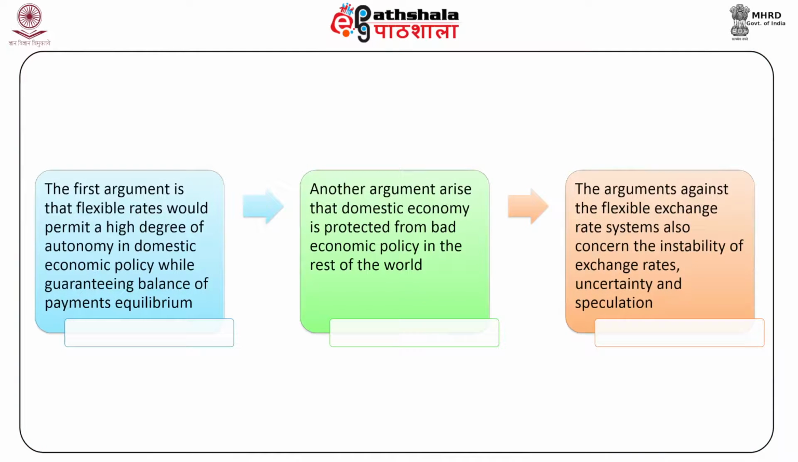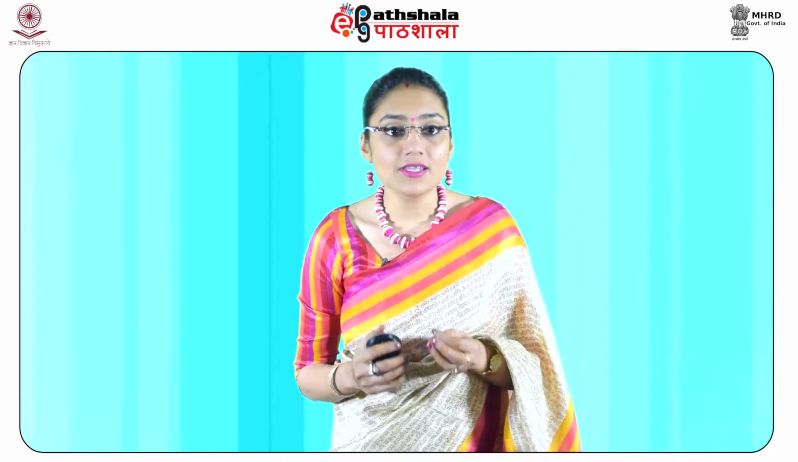Second, another argument is that the domestic economy is protected from bad economic policy in the rest of the world. For instance, in a fixed exchange rate system, France, a major trading partner of Germany, permits excess growth in its money supply. This in turn causes a French balance of trade deficit with Germany. Thus, Germany is affected by France's profligacy, other things being constant. Its corresponding trade surplus will lead to an increase in the German money supply and set off the adjustment procedure. However, it is argued that a flexible exchange rate system would protect Germany in this case.